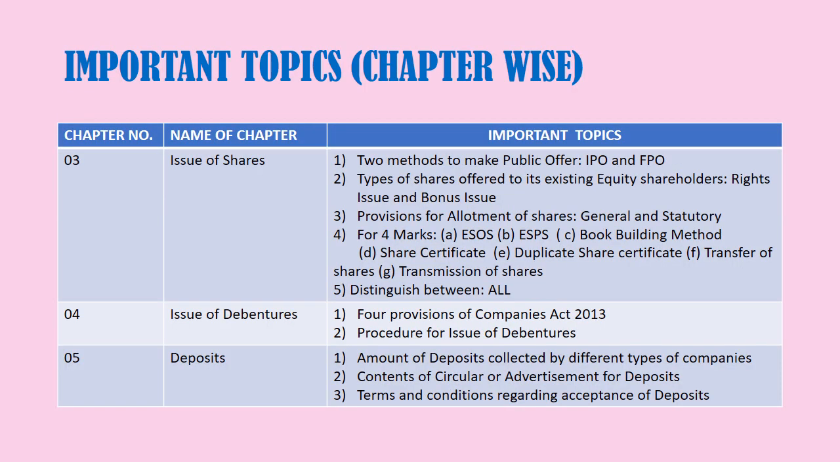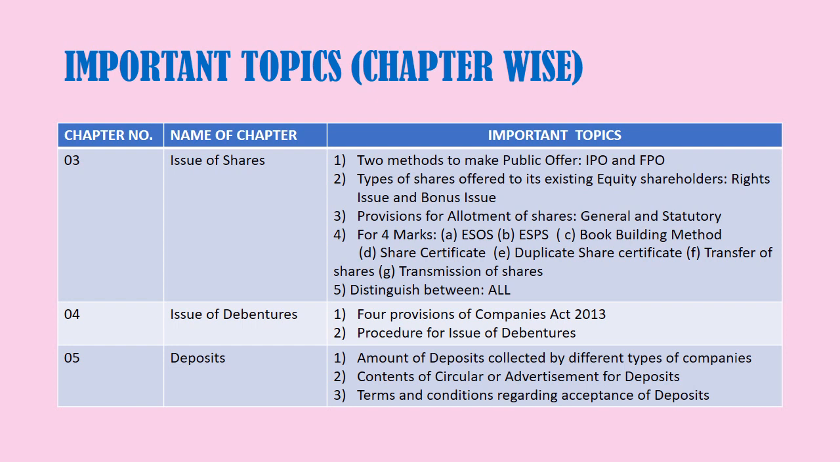Then we move on to the next. We then have the 3rd chapter, issue of shares. There are 2 methods to make a public offer, that is IPO and FPO. Then we have types of shares offered to existing equity shareholders, rights issue and bonus issue. Then the 3rd topic, provisions for allotment of shares, general and statutory. From these 3 topics, we can expect questions for 4 marks as well as for 8 marks.